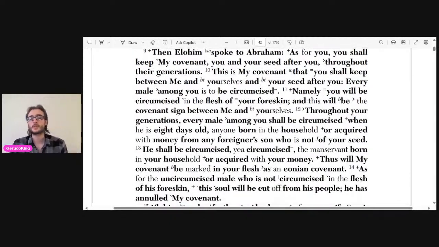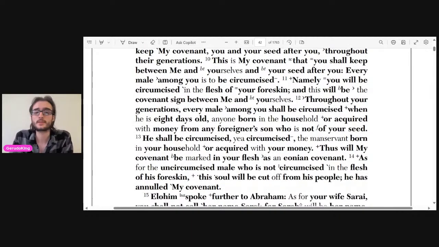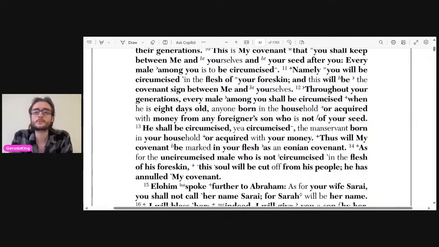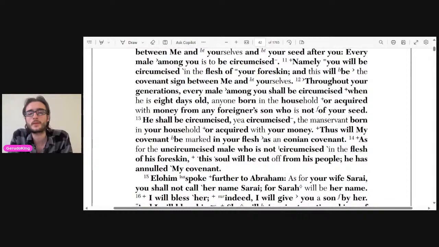Then Elohim spoke to Abraham, As for you, you shall keep my covenant, you and your seed after you, throughout their generations. This is my covenant that you shall keep between me and yourselves and your seed after you. Every male among you is to be circumcised. Namely, you will be circumcised in the flesh of your foreskin, and this will be the covenant sign between me and yourselves. Throughout your generations, every male among you shall be circumcised when he is 8 days old.